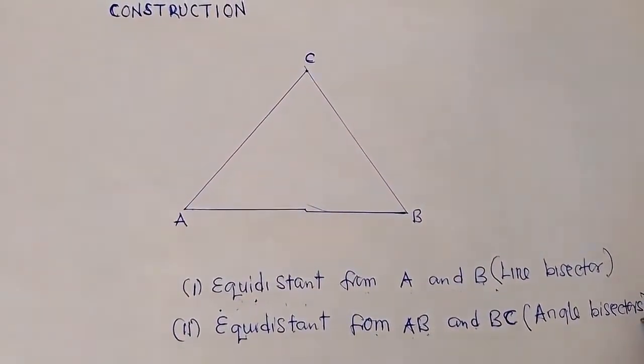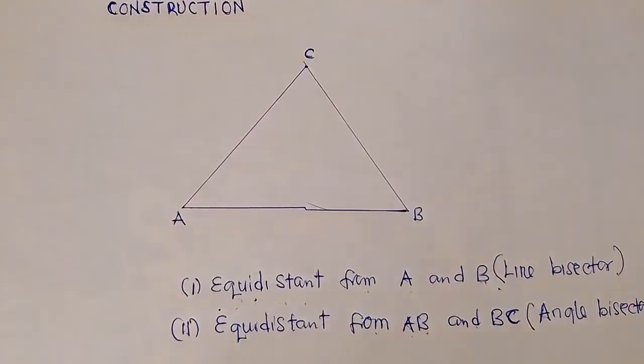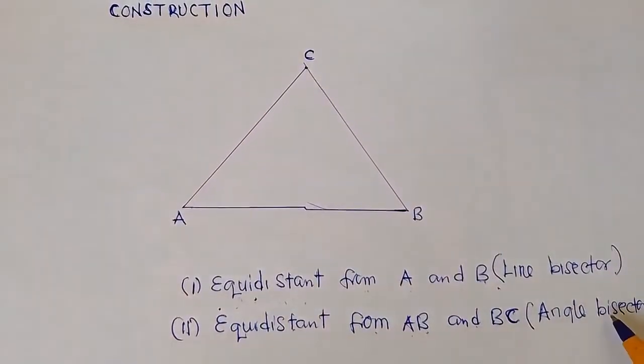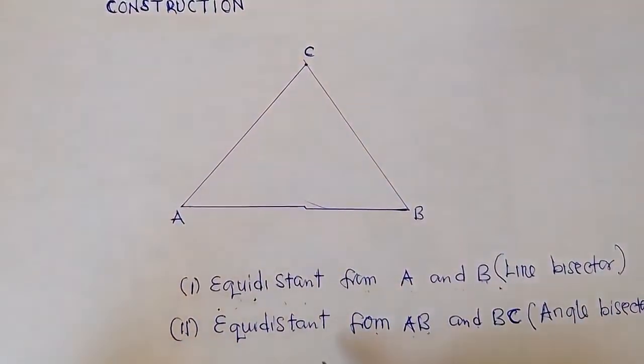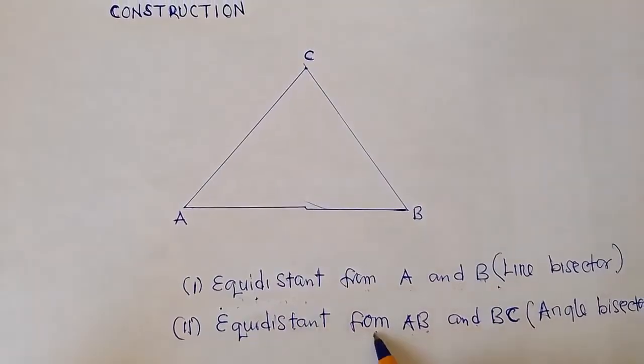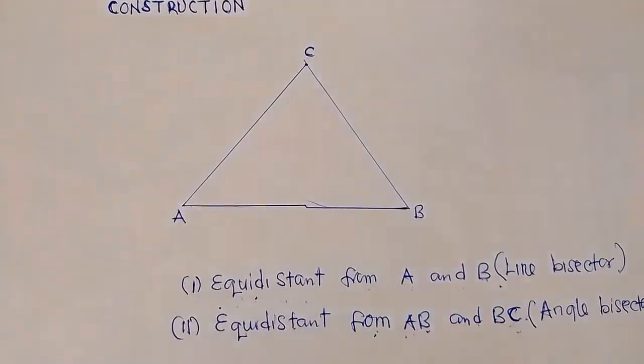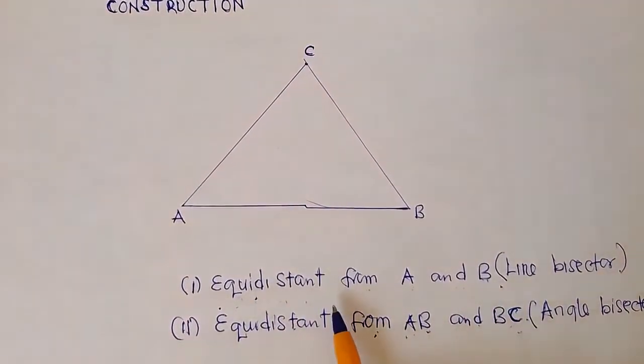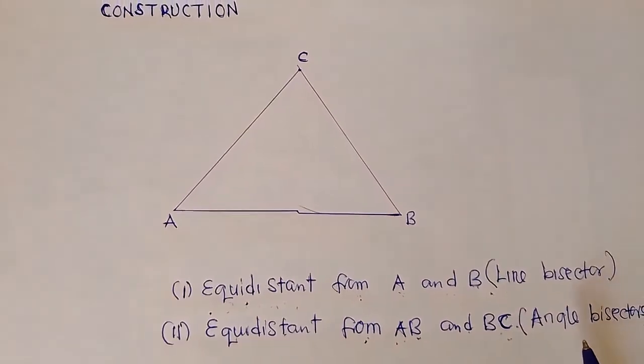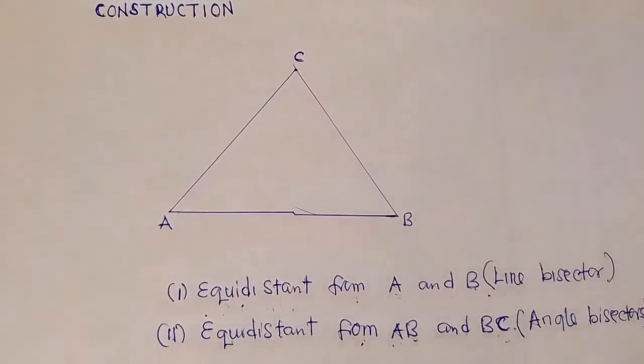These are major things. Any question that comes in this way, equidistant from AB and BC, where you are able to see a common letter, is an angle bisector. Then this other one, equidistant from A and B, is called a line bisector. These are things that we need to do and follow.